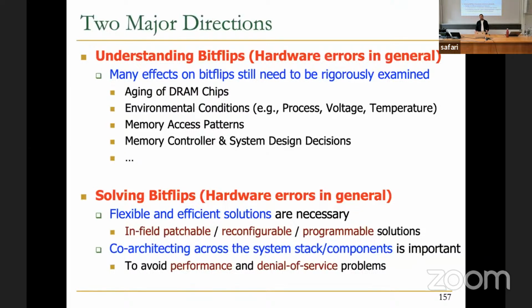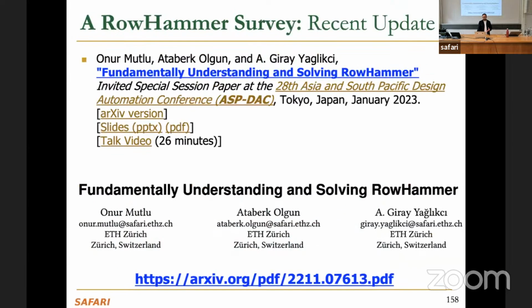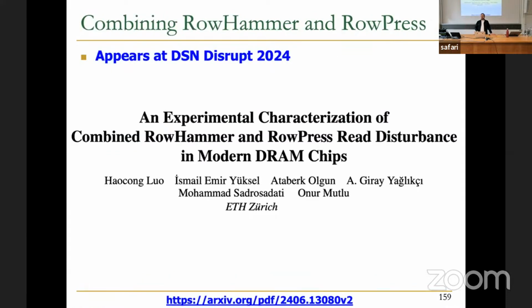Again, two major directions: understanding read disturbance and solving read disturbance. We need to invest in both directions. And as I referred to earlier, in 2023, we published this fundamental understanding and solving RowHammer paper. It's an invited retrospective paper that summarizes the recent advancements. But after 2023, as I showed earlier, we have more advancements in the field. It's quite a hot field. We have a lot of papers coming up. You can see just in 2024, a lot of papers.